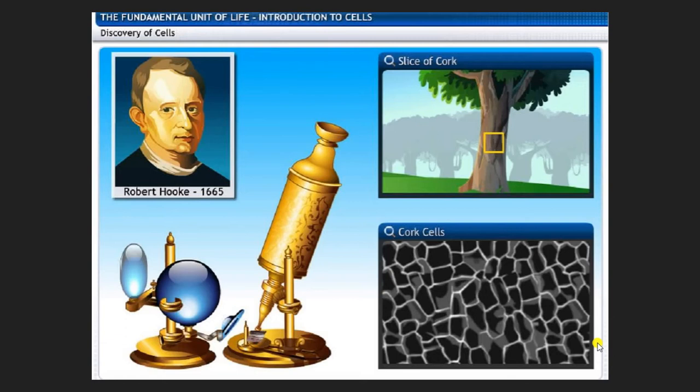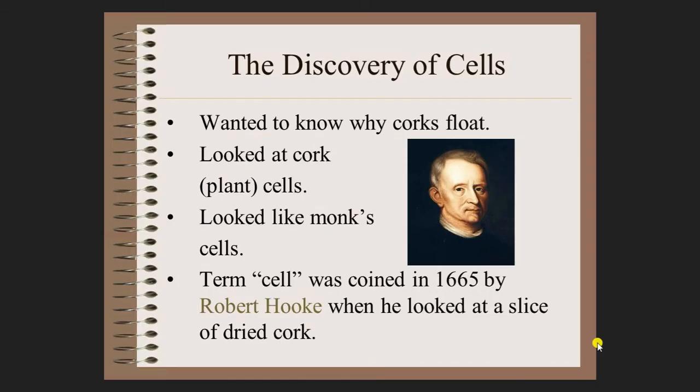Cork is basically the dead part of the plant or the tree, and he kept it under the microscope, and there he saw small compartments, like boxes, and he named them cells. So the name cell was coined by Robert Hooke in 1665. Actually, those corks are the dried ones, or you can say the dead ones.